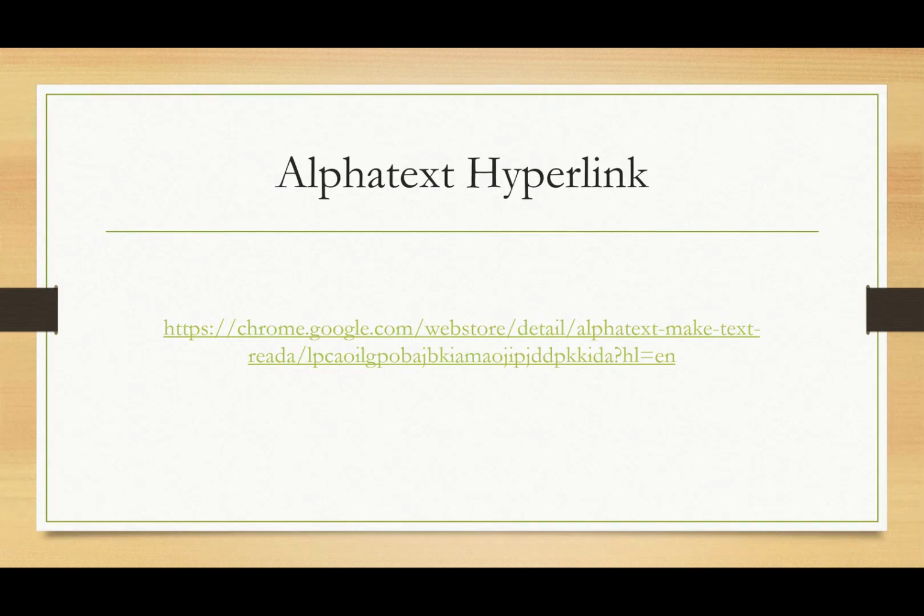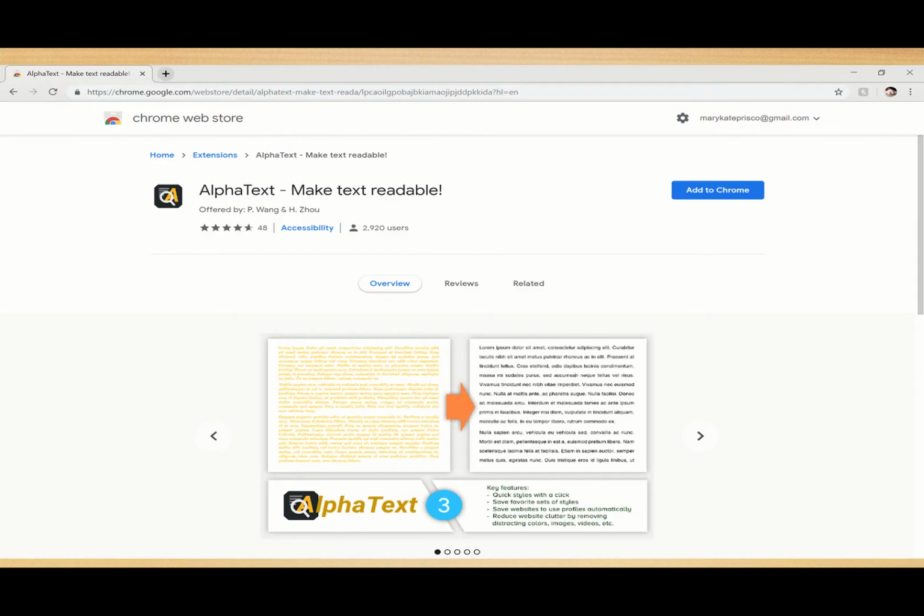I have also included the hyperlink for AlphaText, in case you don't want to use the search bar method. You can copy and paste this link and go straight to the Google Chrome store from there. Once we click on that link, we are given this page, which is an overview of what AlphaText does and what it is, with reviews by people who have already used it. It's an extremely good resource page if you want to know exactly what you're doing.